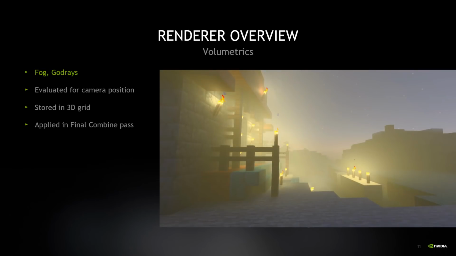And the last pass we'll mention evaluates volumetrics, which are pre-calculated for the camera point of view and stored in a 3D grid. They're applied in the final pass for each pixel based on the distance of the primary ray hit.